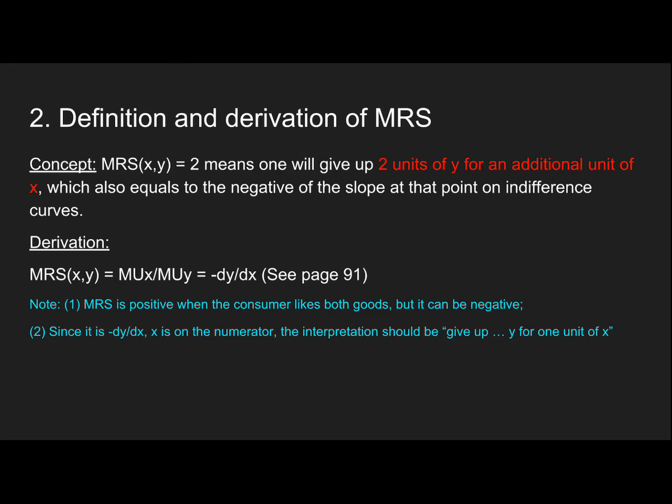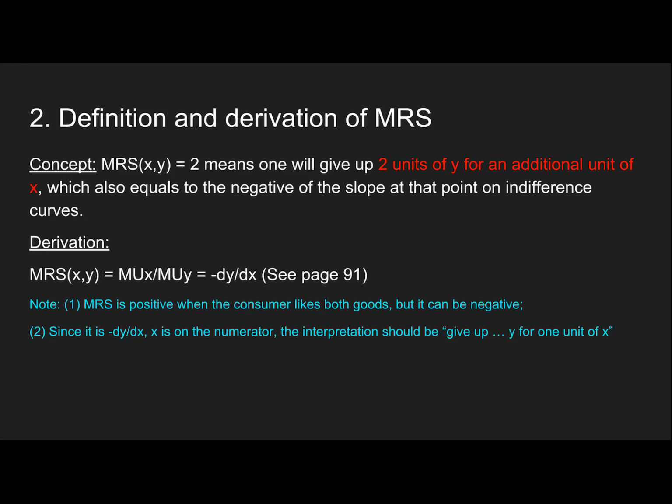The first one is MRS is positive when the consumer likes both goods. If you still remember, that means the indifference curve will be a downward sloping line. All the slopes of the points on the indifference curve will be negative. Because MRS is the negative of the slope, when the slopes are negative, the MRS is always positive. But it can be negative: MRS can be negative if the slope is positive. If the line is upward sloping, then MRS can be negative.